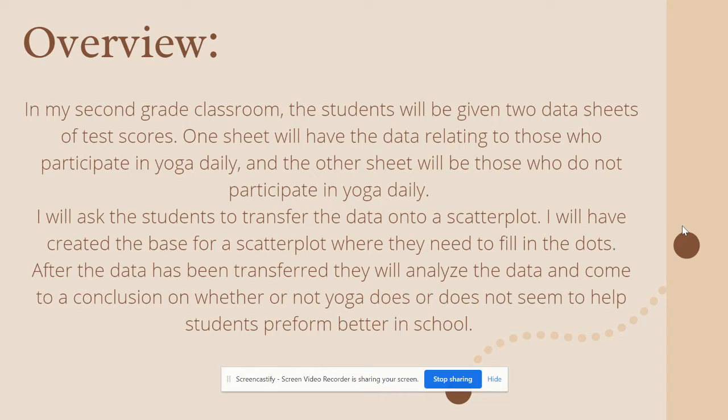So I'm going to begin by going over an overview of the activity that we would do in the classroom. And then in the next slide, I will explain the course of study and the mathematical practices that we incorporated in this lesson. So in my pretend second grade classroom, the students will be given two data sheets of test scores. One sheet will have the data relating to those who participate in yoga daily, and the other sheet will be those who do not participate in yoga.